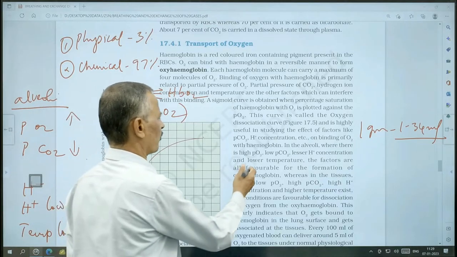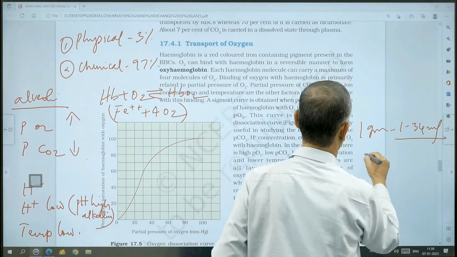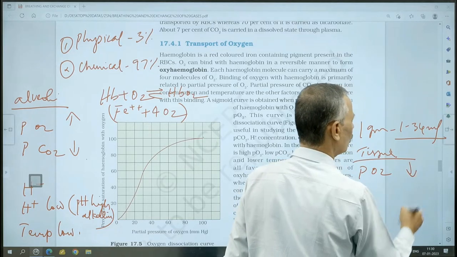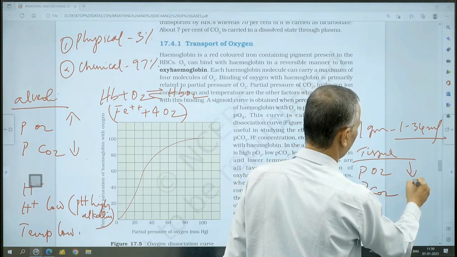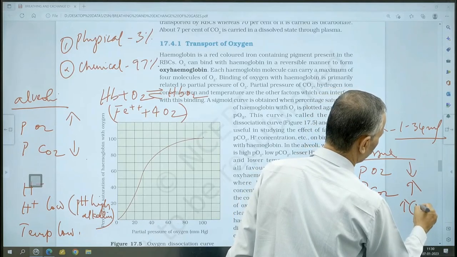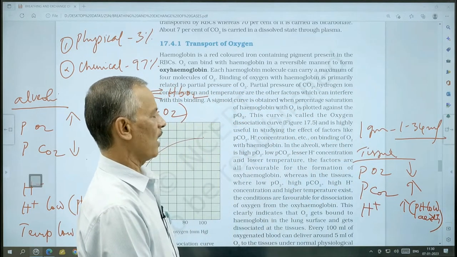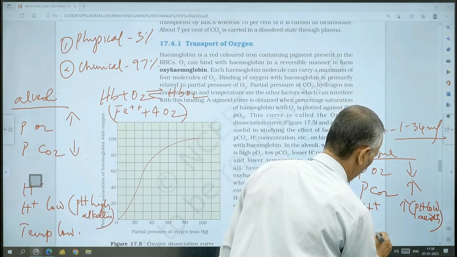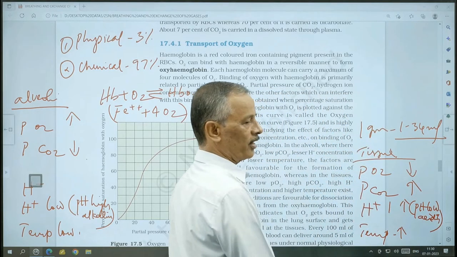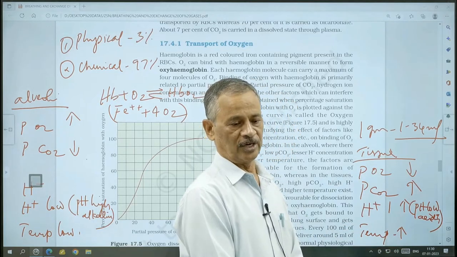So all factors are favorable for the formation of oxyhemoglobin, but in tissues the condition is not the same. In tissues, partial pressure of oxygen is very low, whereas partial pressure of carbon dioxide is very high. Hydrogen ion concentration is also high. Hydrogen ion concentration high means pH low. pH low means acidity. The blood is becoming more acidic. Temperature is also high. So when temperature is high, any chemical will break. So oxyhemoglobin breaks in tissues because of these conditions.